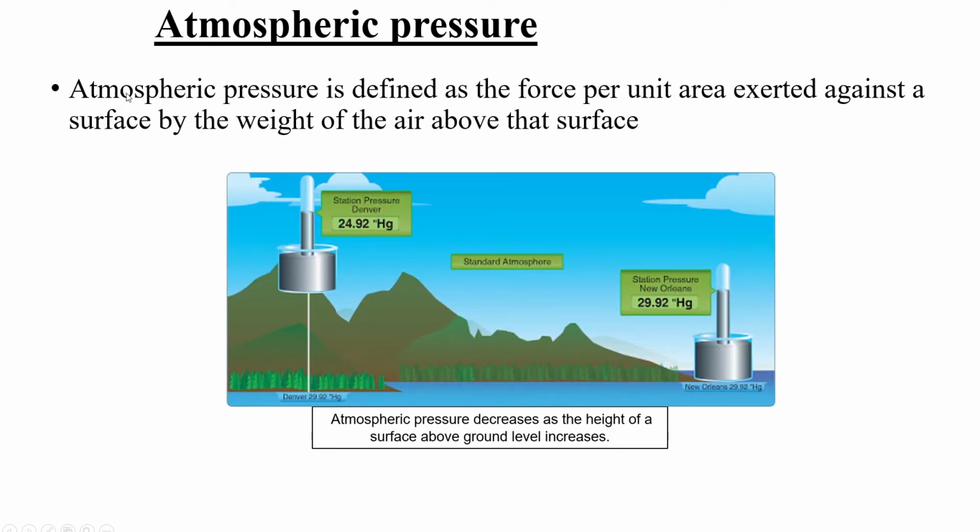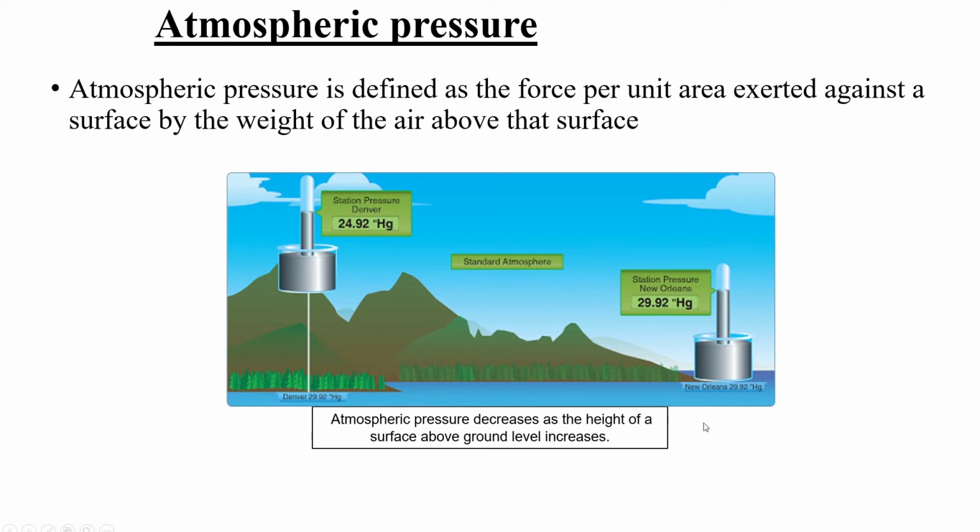Let's see what is atmospheric pressure. Atmospheric pressure is defined as force per unit area exerted against a surface by the weight of air above the surface. Atmospheric pressure decreases as the height of a surface above ground level increases. Our atmosphere consists of 21% oxygen, 78% nitrogen, and the remaining 1% is other gases. This proportion of gases remains the same at sea level as well as at higher mountain altitudes. But it is actually the density of air which decreases as the altitude increases.